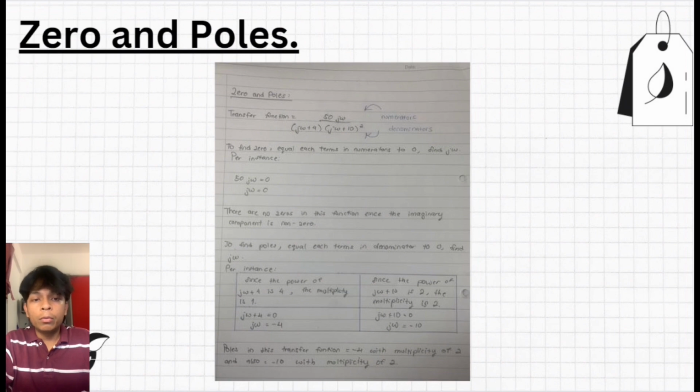To find poles, equate each term in the denominator to 0. Find jω. Since the power of jω plus 4 is 1, the multiplicity is 1. jω plus 4 equals 0, jω equals negative 4. Since the power of jω plus 10 is 2, the multiplicity is 2. jω plus 10 equals 0, jω equals negative 10. Poles in this transfer function are negative 4 with multiplicity of 1 and negative 10 with multiplicity of 2.